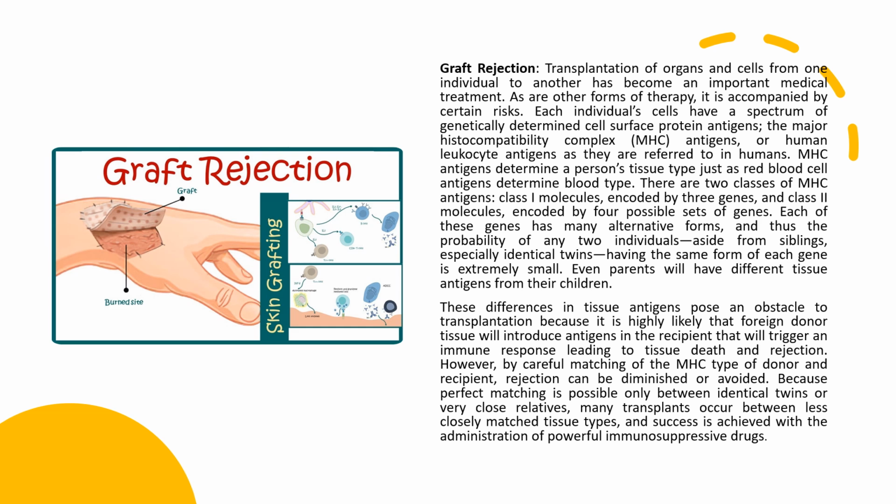These differences in tissue antigens pose an obstacle to transplantation because it is highly likely that foreign donor tissue will introduce antigens in the recipient that will trigger an immune response, leading to tissue death and rejection. However, by careful matching of the MHC type of donor and recipient, rejection can be diminished or avoided. Because perfect matching is possible only between identical twins or very close relatives, many transplants occur between less closely matched tissue types, and success is achieved with the administration of powerful immunosuppressive drugs.